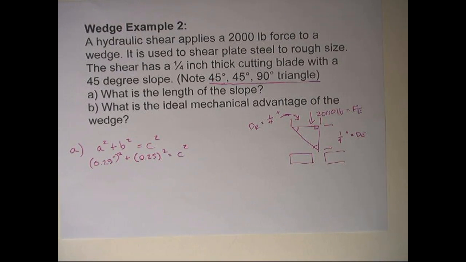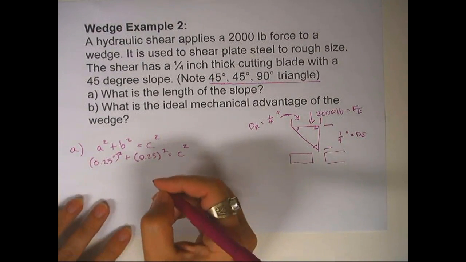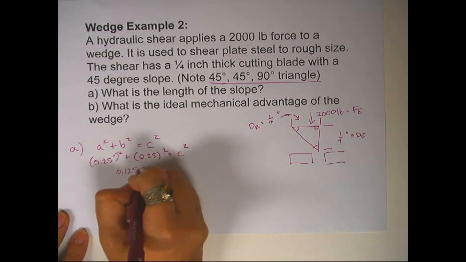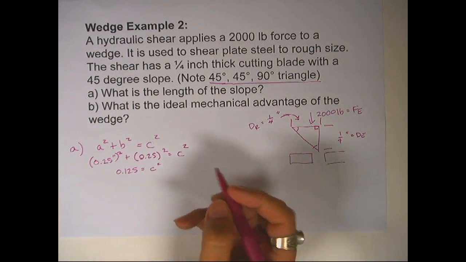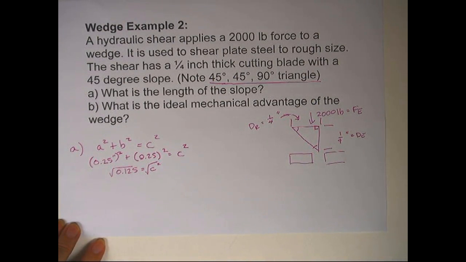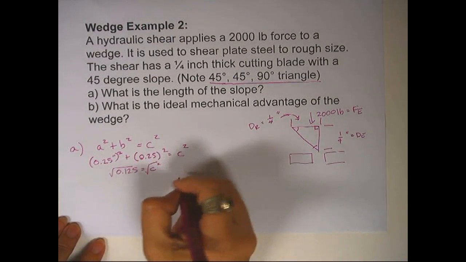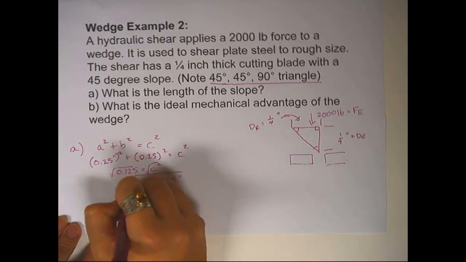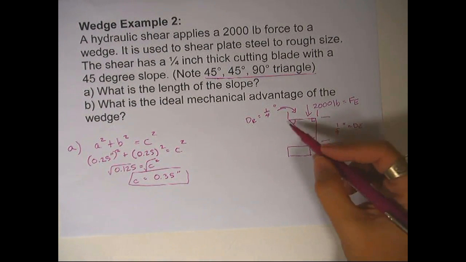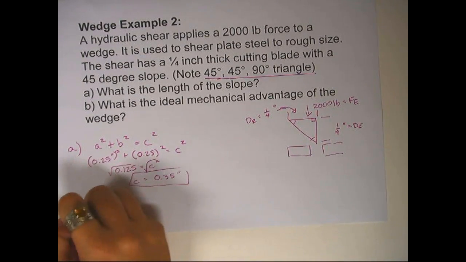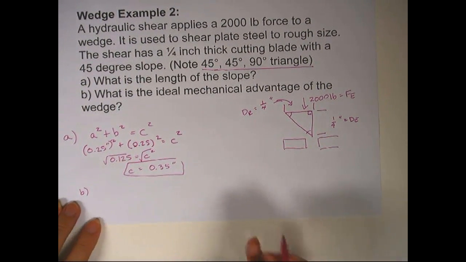When I do that, I get, gotta do my calculator really quick, 0.125 equals c squared. Then what do I do to solve this? That's right, we need to take the square root of both sides. And we get that length has to be 0.35 inches. And does that make sense? It should make sense because this side is our hypotenuse, so it should be slightly longer than those other two. So that makes sense. And then B says, what's the ideal mechanical advantage of the wedge?